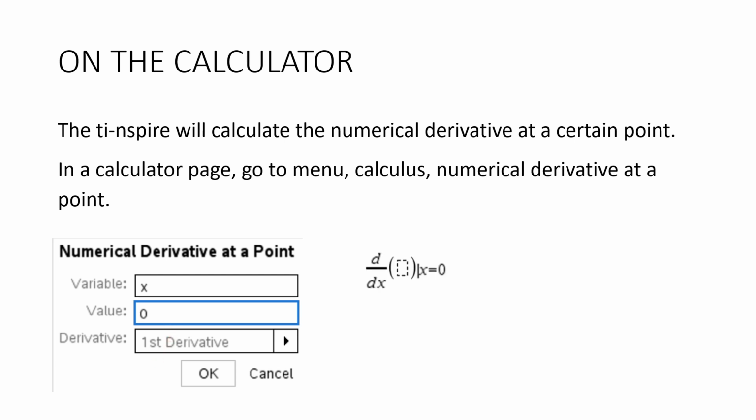And then I'm going to end up with this on my screen, and this is where I'm going to put the function. So let's just make something up. Let's say (3x minus 1) all squared. So I'm doing the derivative of this at the point x is equal to 0, and the answer is negative 6.